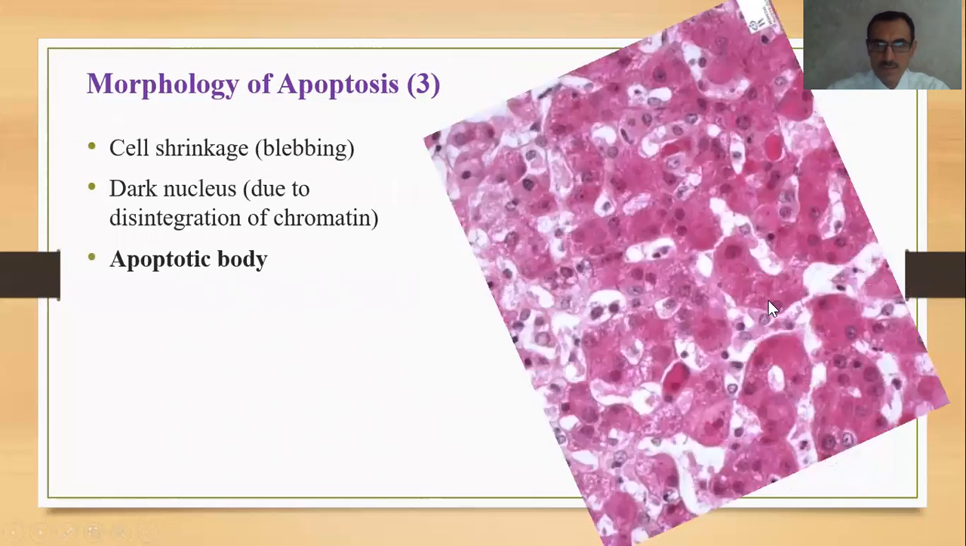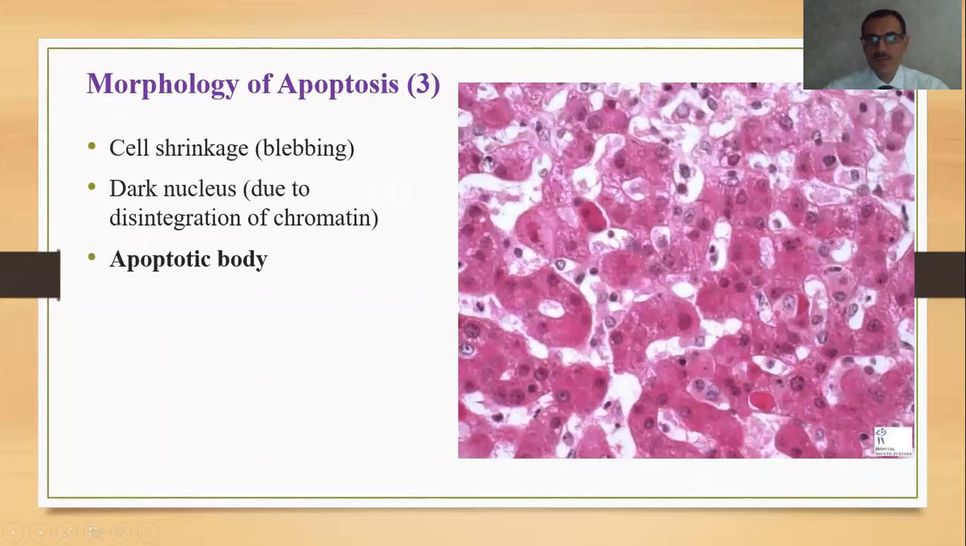Then, as we said, the cell undergoes fragmentation, and this forms the apoptotic bodies, the fragments of the cell. This is a biopsy from the liver, and here we see the apoptotic bodies, the histological structure of the apoptotic bodies.